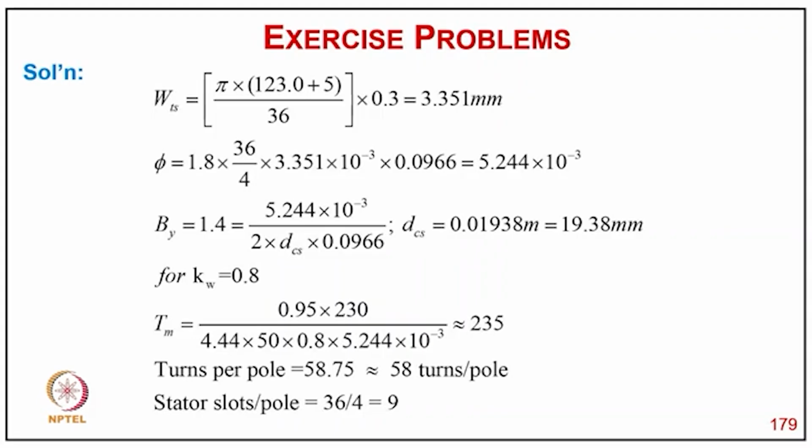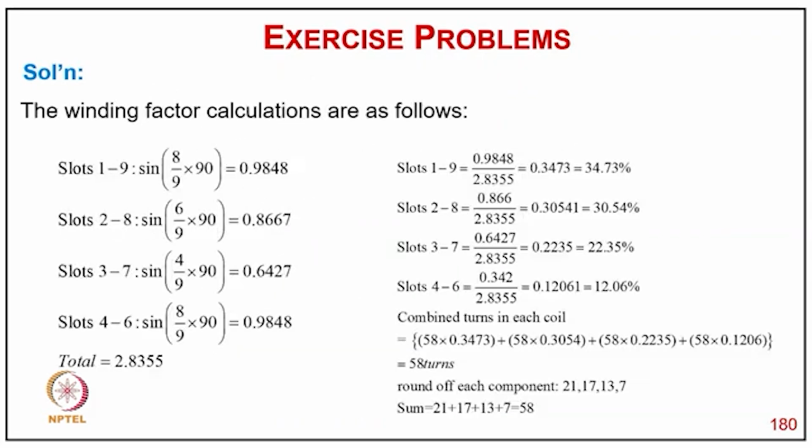So from this DCS comes to 19.38 millimeter, and for winding factor KW 0.8, TM comes to 235, and turns per pole is 58.75, so 58 turns per pole, and stator slots per pole is 36 by 4, that is 9. And the winding factor calculations are: slot 1 to 9, that is sine 8 by 9 into 90, 0.9848. Similarly slot 2 to 8. So all winding factors are totaled, calculated as 2.835. Similarly, it is calculated for all, 1 to 9 and 4 to 6.